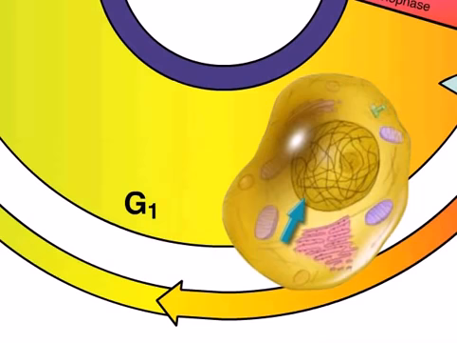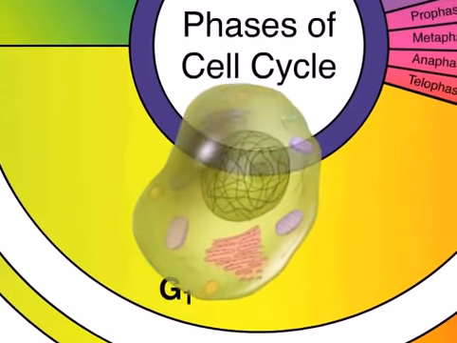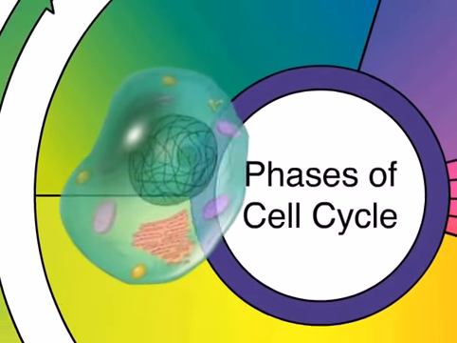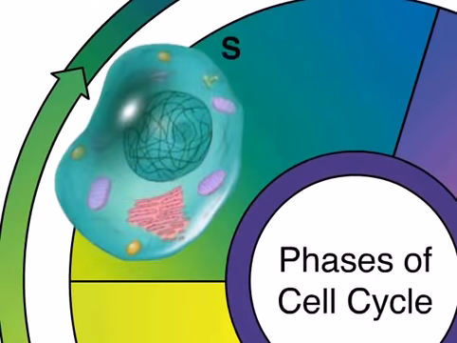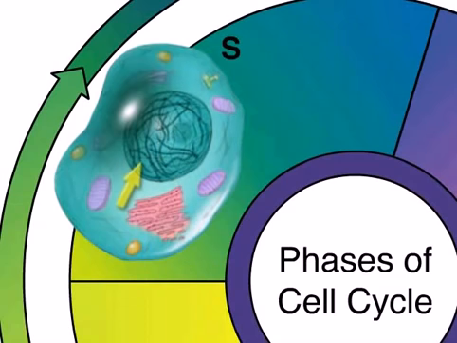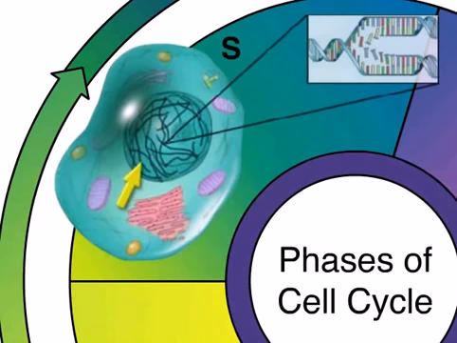S is the synthesis stage. Nuclear DNA replicates along with its centrioles, which are small structures made up mostly of microtubules that associate with the chromosome's DNA. The chromatins begin to coil so that they shorten and thicken. In G2, RNA and protein are synthesized.